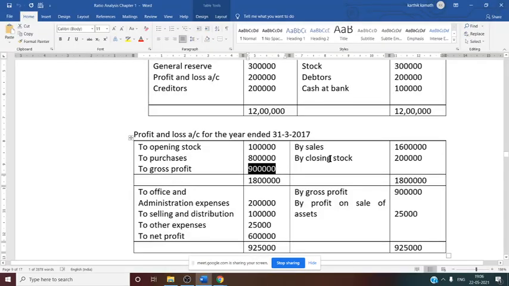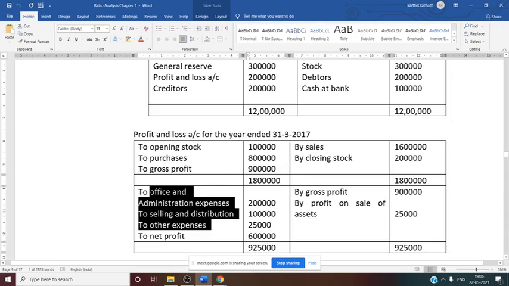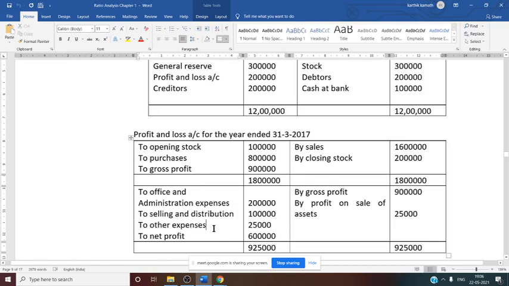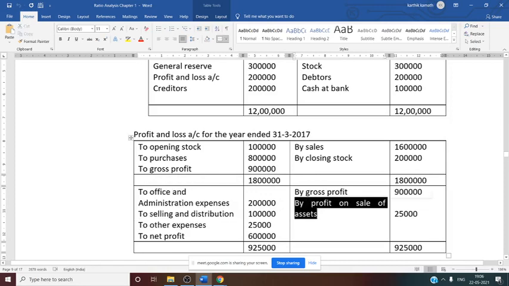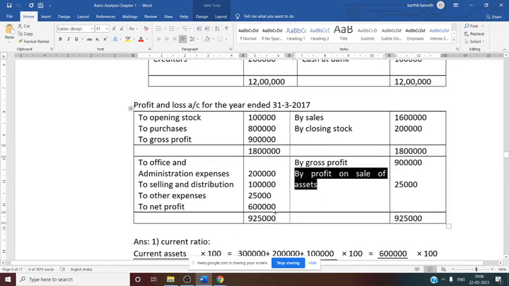Then, after the gross profit, certain expenses are mentioned. One is office and administration expenses, this is nothing but an operating expense. Selling and distribution expense is also an operating expense. Other expenses, since they are not specified, we will assume are also operating expenses. Then on the credit side, there is a profit on sale of asset, that is of no use. Then net profit is given, that is 6 lakh.